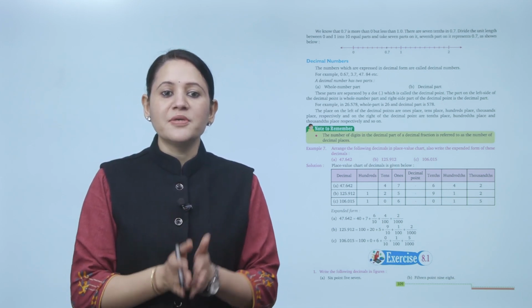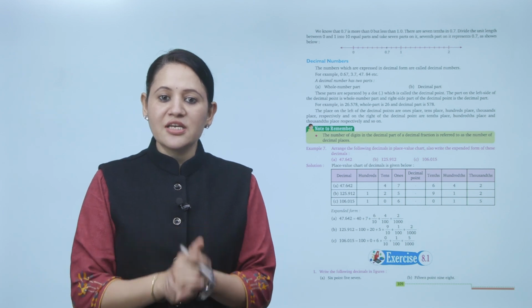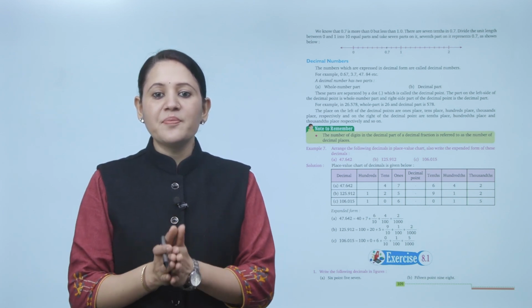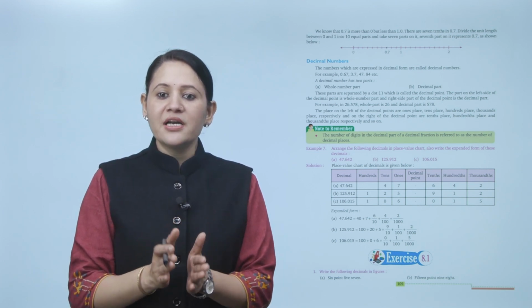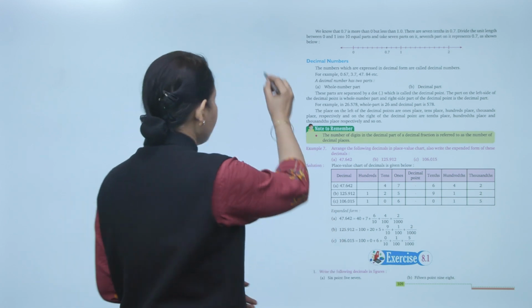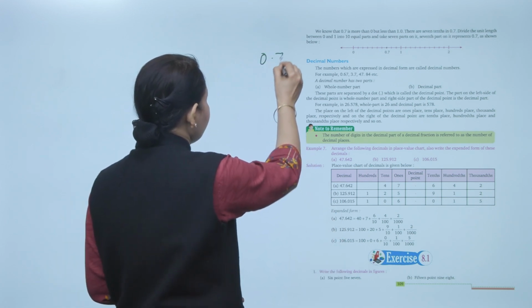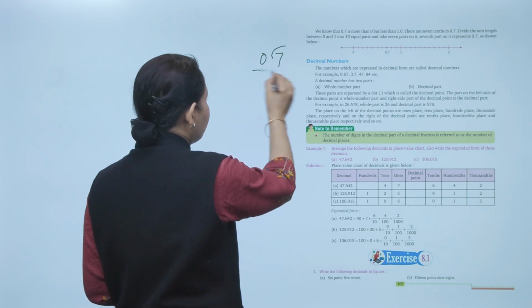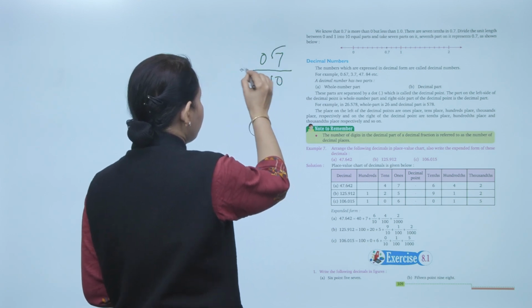Divide the unit length between 0 and 1 into 10 equal parts and take 7 parts on it. The 7th part will represent 0.7 as shown below. So we have to represent 0.7. If we remove the decimal, we'll write it like 7 by 10.